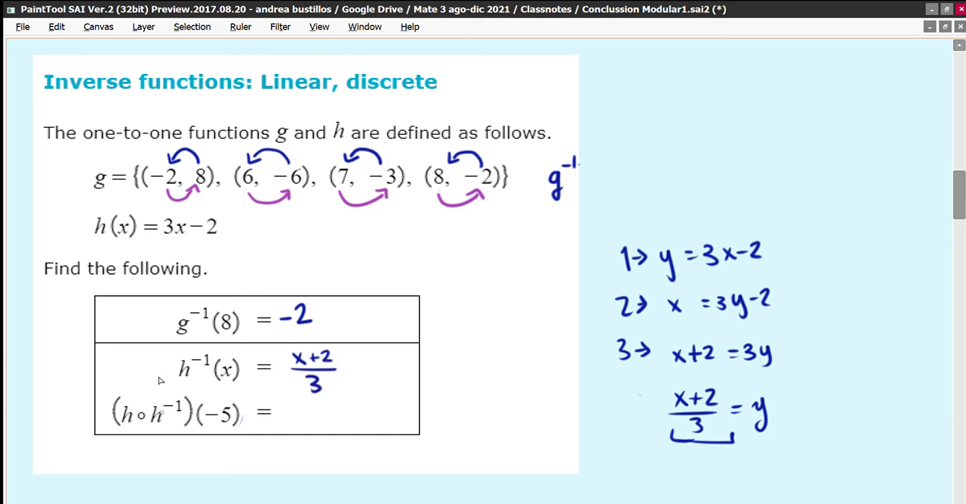Lastly, to solve the third exercise, this is asking us to find the composition of h with its inverse and evaluate that composition in -5. This can be easily done by just remembering one thing. If we have h and another function, h inverse, these functions are inverses.